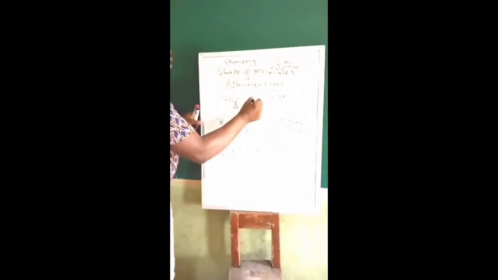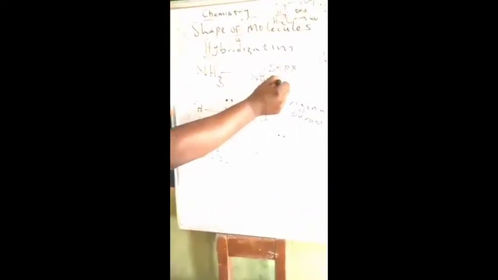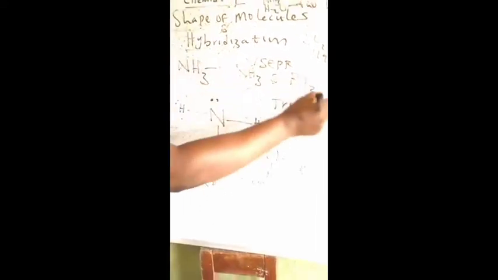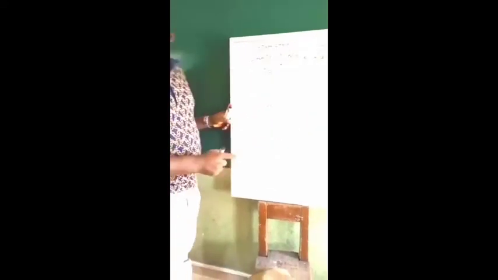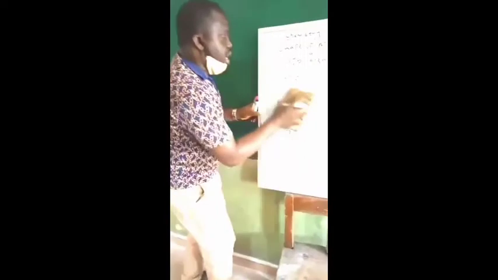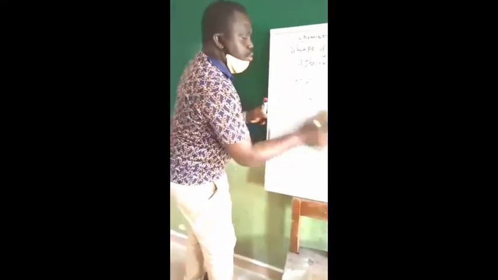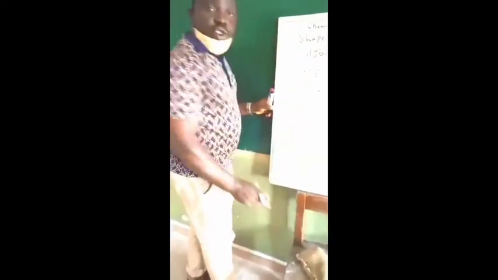Please let me help my audience to distinguish between ammonia and boron trifluoride. They both have the same 3-3. How come this is trigonal pyramidal and this is trigonal planar? Let's quickly look at it so my audience can see the difference between ammonia and boron trifluoride.